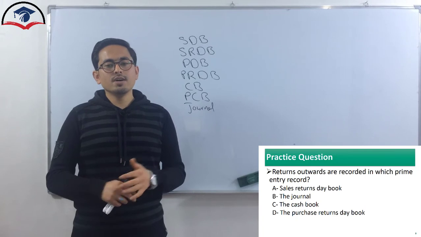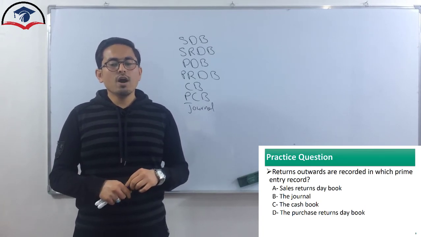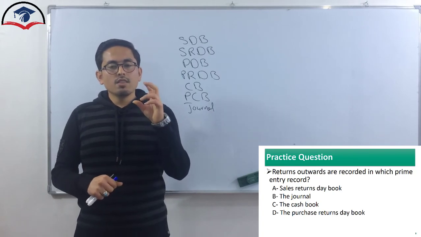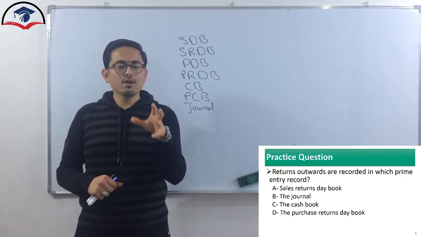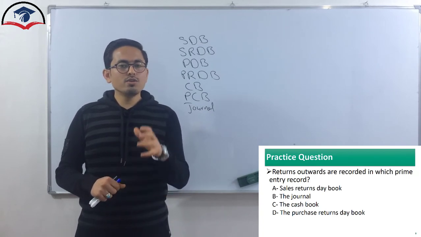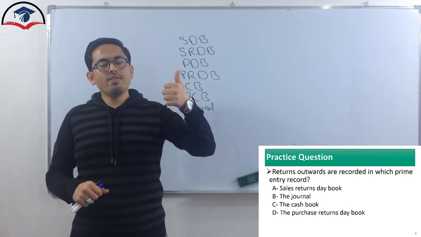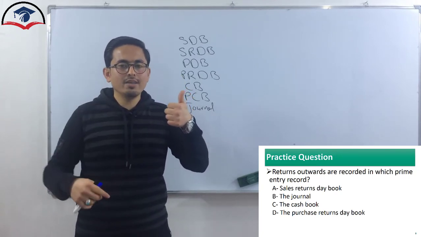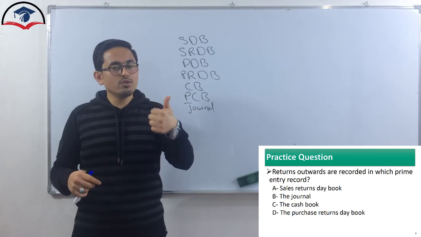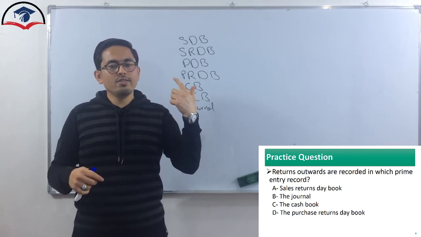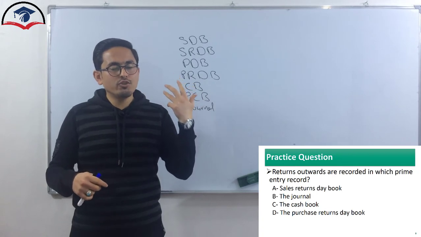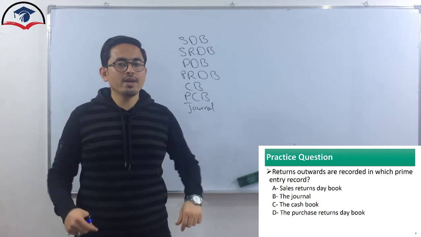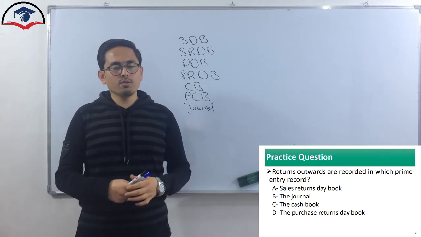Next one, we have: returns outwards are recorded in which prime entry record? Pause the video, think about that and come up with an answer. But to review the 4 options, returns outward is something you have purchased and now you're going to return it back. Which book will it be recorded in? Sales returns day book, the journal, the cash book, or the purchase returns day book. That's the purchase. You have returns outward again. That's why option D is the correct option.